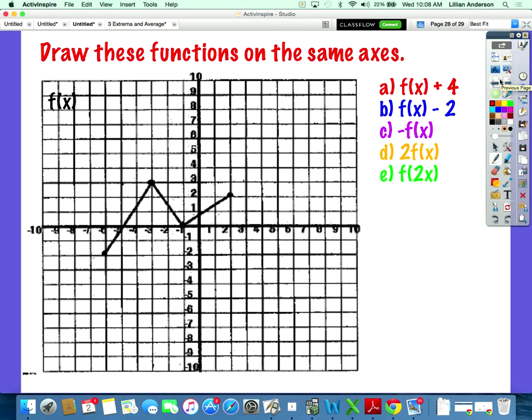Now, the next one. What does the plus 4 mean? Go up 4. So that means every point, 1, 2, 3, 4, goes up 4. 1, 2, 3, 4, up 4.